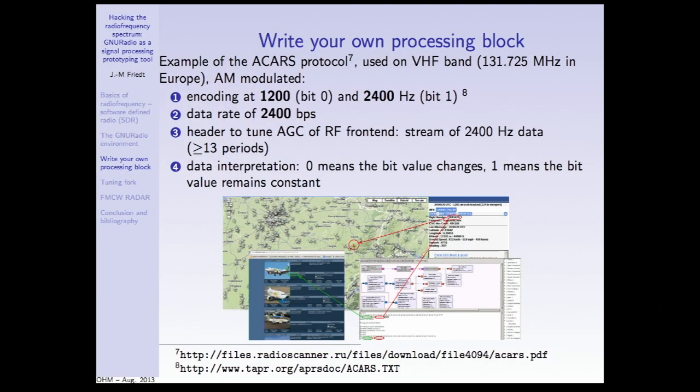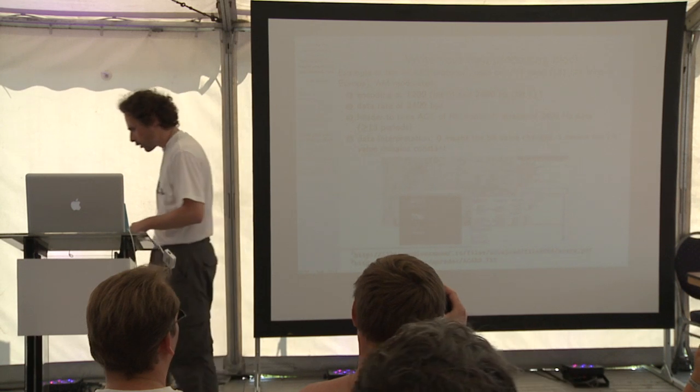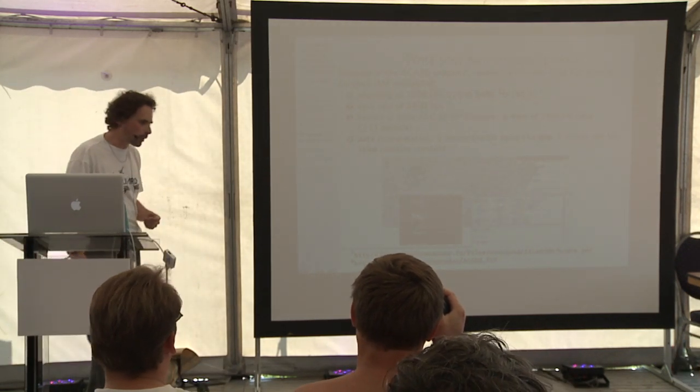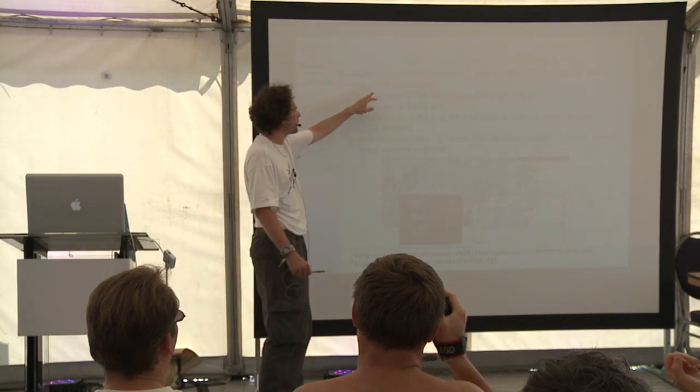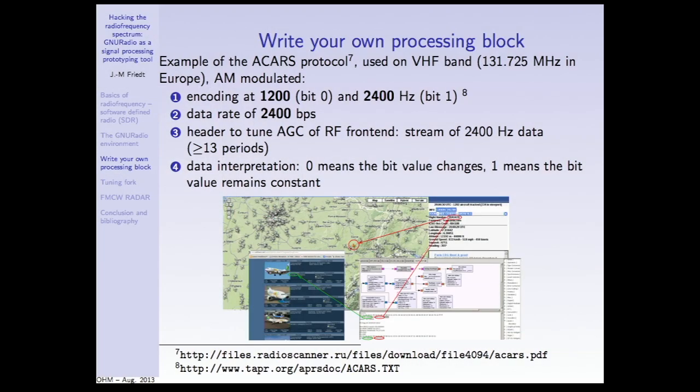Let me quickly introduce what ACARS is about. ACARS, as with all plane-related modulations, is amplitude modulated, being most resistant to noise. So we are going to run our data stream through the AM demodulation block from GNURadio. And then what you learn from the web, and I've put here the references that I've been using for ACARS information, is that you have encoding with a 1,200 hertz sine wave encoding a 0, 2,400 encoding a 1, and data communication at 2,400 bits per second. So let's first think of this.